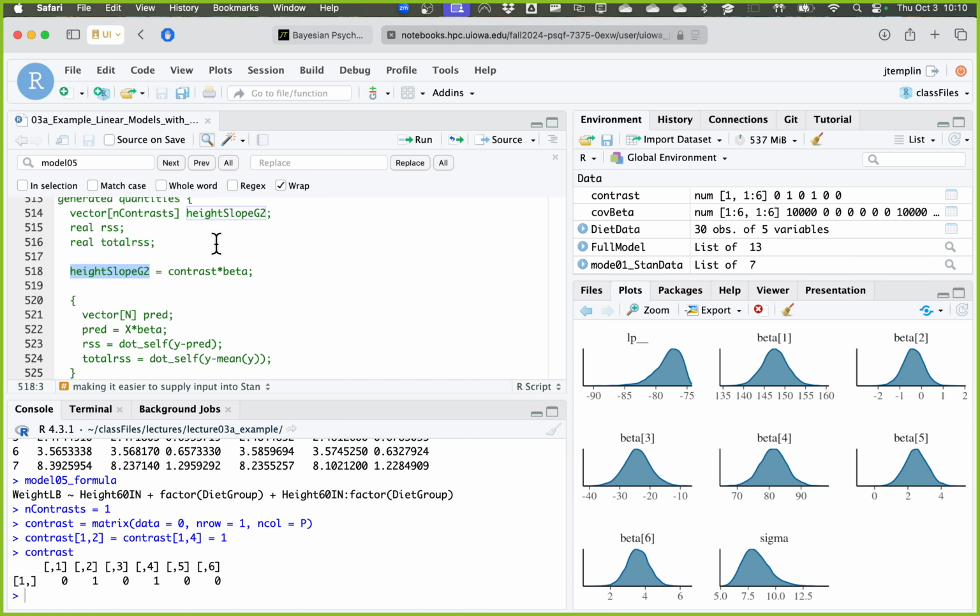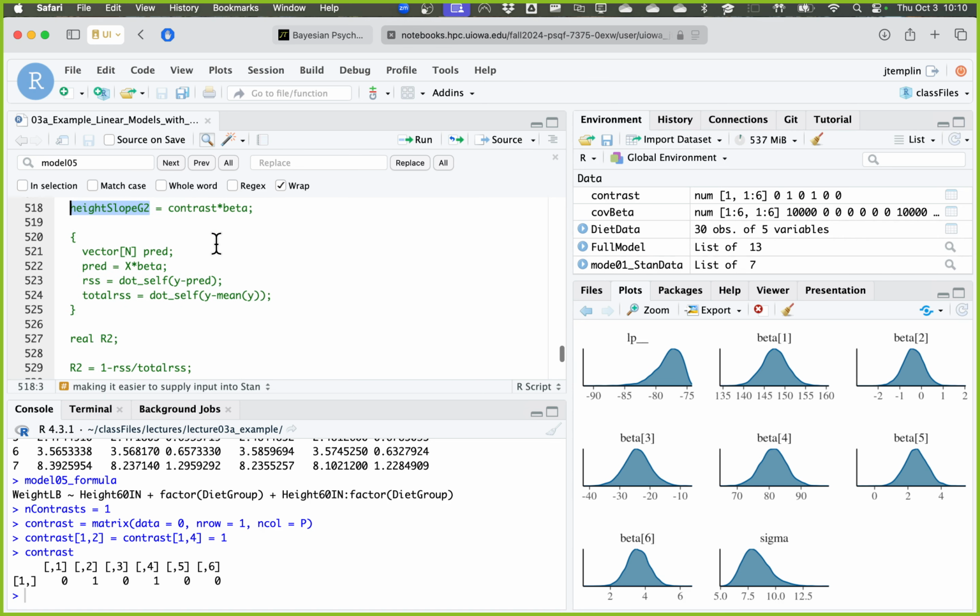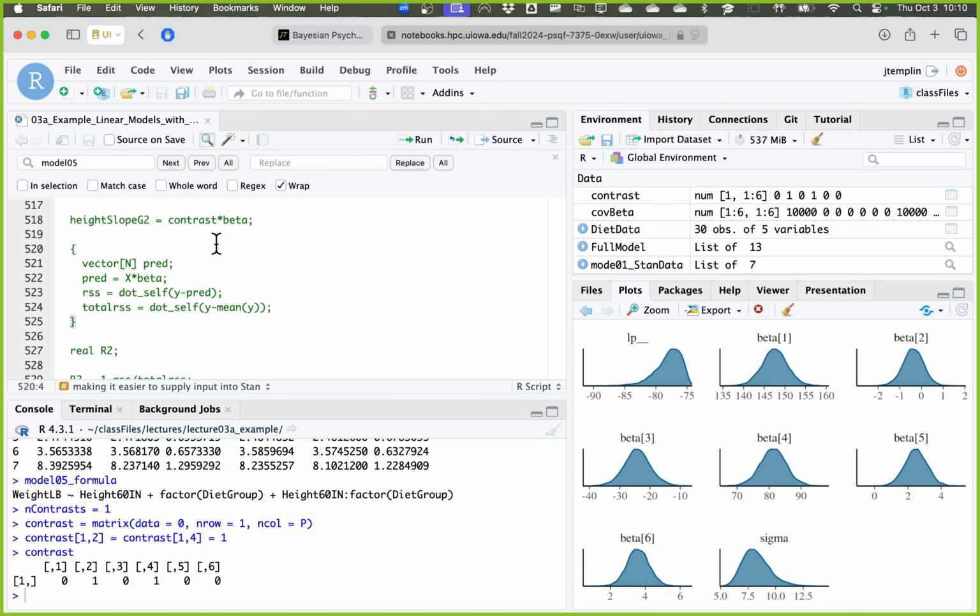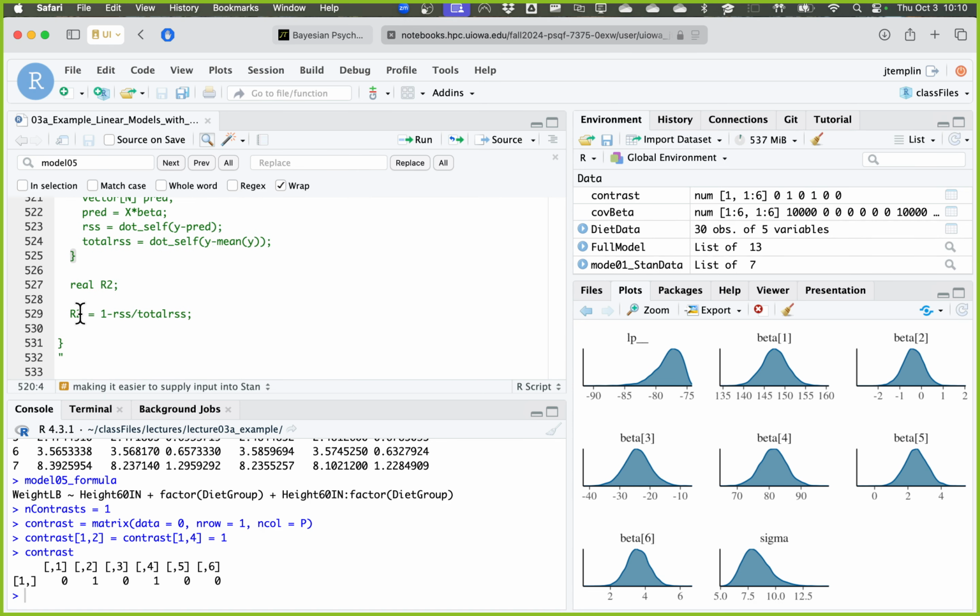All right, questions on that for the linear combination? No questions. Excellent. Then let's talk about r squared. R squared, you may remember, is 1 minus the regression sums of squares over the total sums of squares, right?